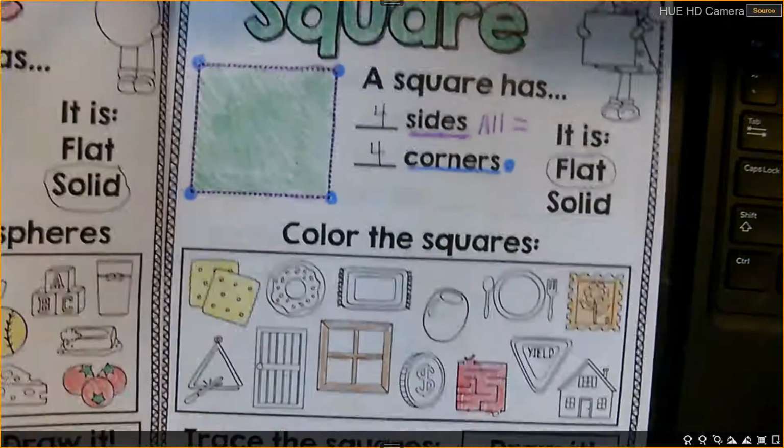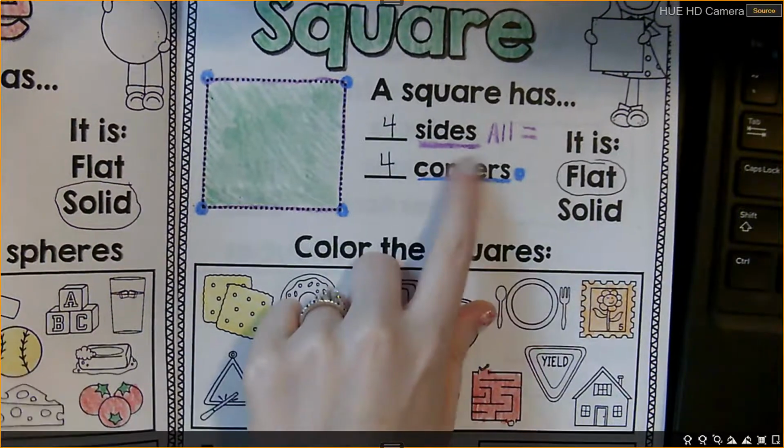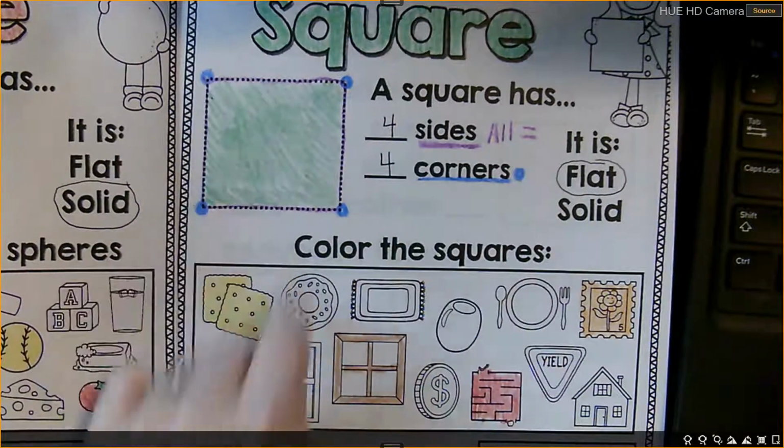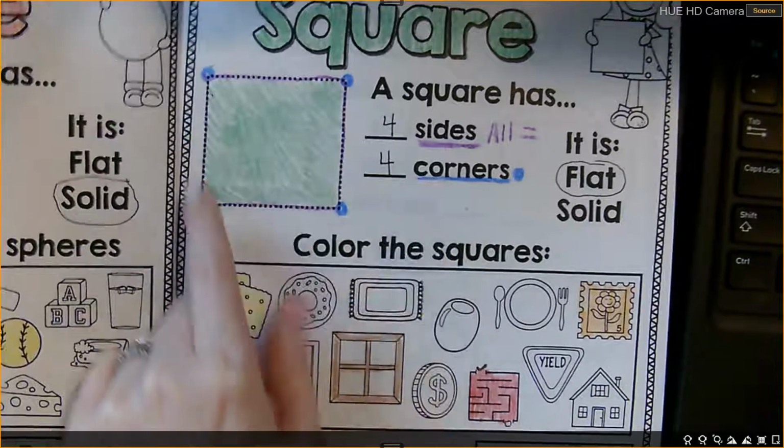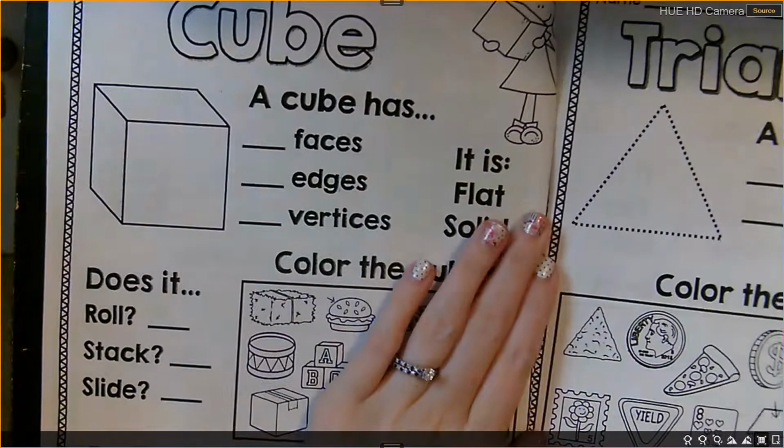So this is a square. It's a 2D shape. It's flat. It has four sides that are all equal. And then it has four corners. And now we're going to learn about a different shape that is a cube.